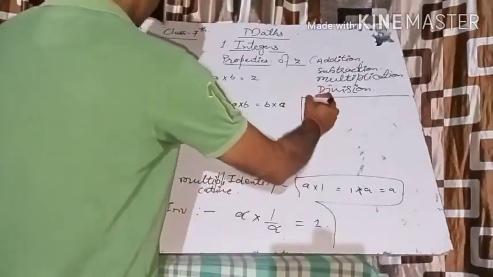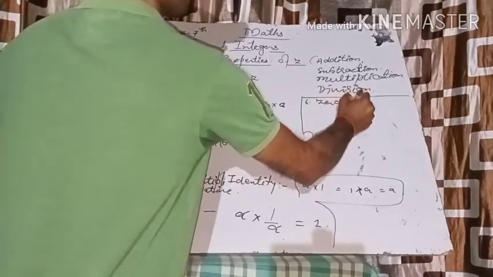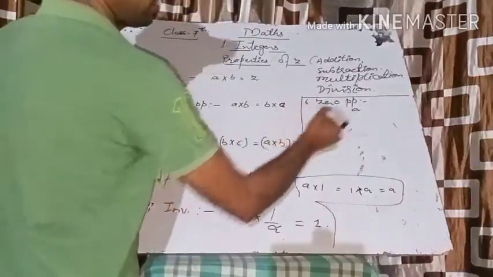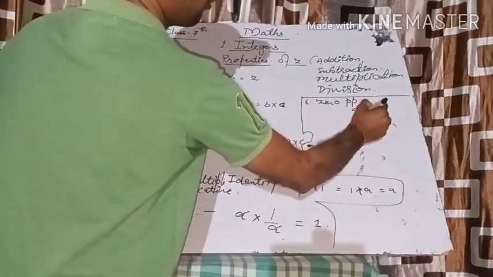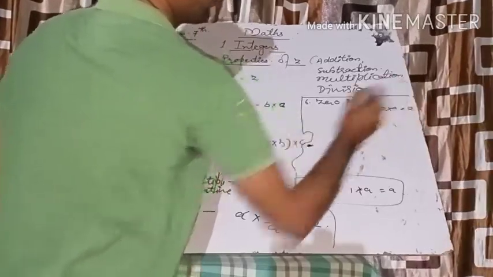Next is the zero property. Properties of zero: if we have any integer, let's say a, and we multiply it by 0, or 0 by a, then the result is always 0.